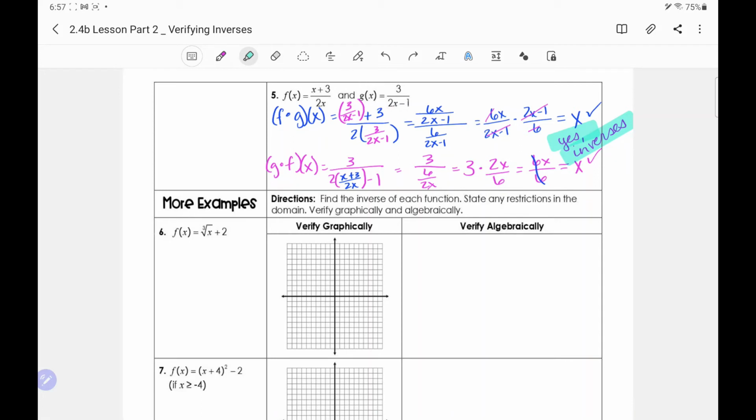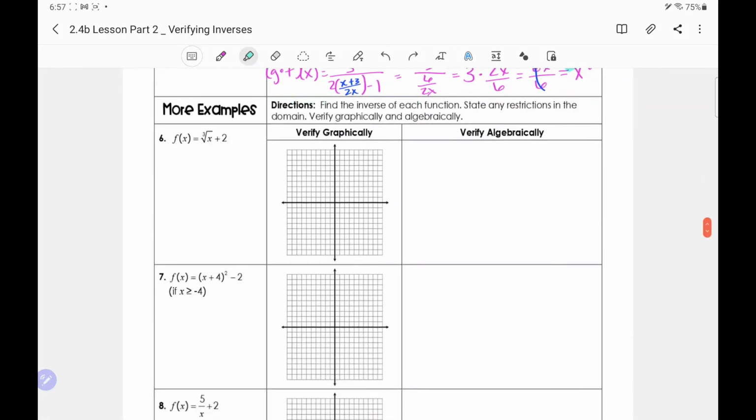So when you come down to the next part, we have find the inverse of each function, state any restrictions in the domain, verify graphically and algebraically. So it is important to note that we're going to do both processes, graphically and algebraically, which would be the first two parts of the worksheet. We're going to combine them together.